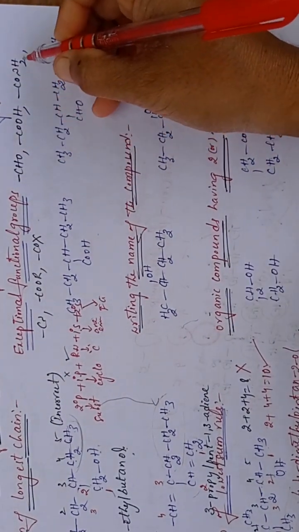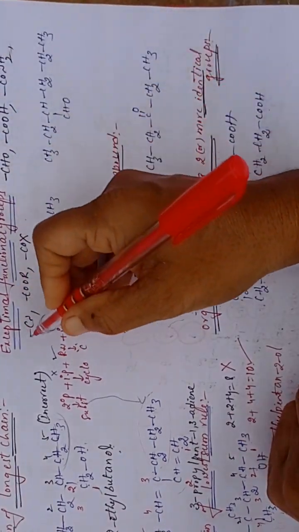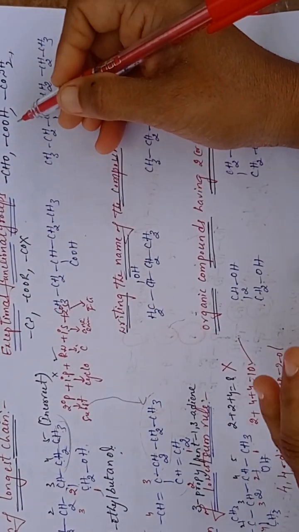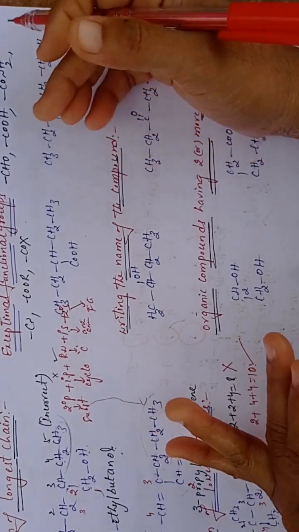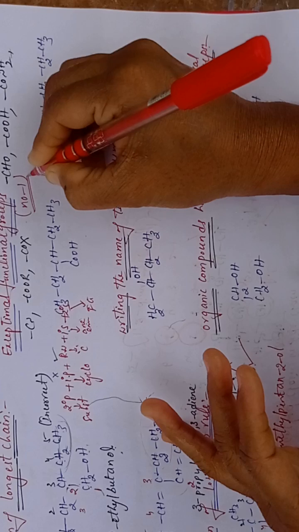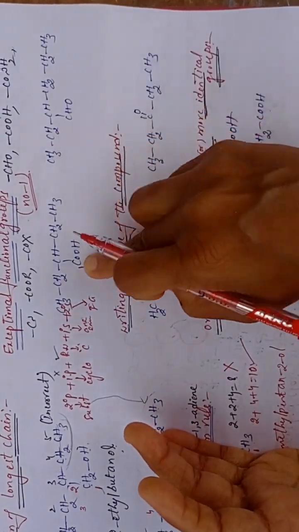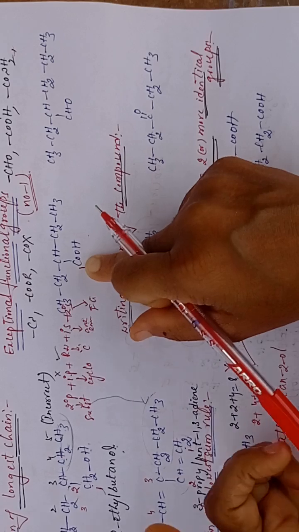CHO, COOH, CONH2, CN, COR, COX. So in the given compound, if these functional groups are there, students, they must be assigned number 1. Understanding? For these groups we have to assign number 1. Clear? So where the CHO group is there, you have to start the numbering. Here this is always number 1.